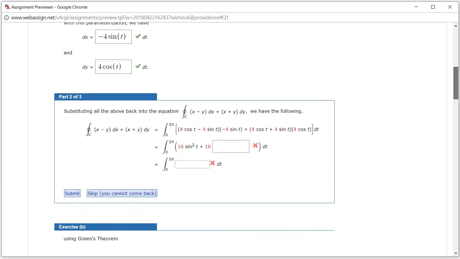We want to rewrite this line integral in terms of t. So we have x is 4 cosine of t, y is 4 sine of t, dx is negative 4 sine of t dt, and dy is 4 cosine of t dt. Then we can just distribute this sine of t over here, and this cosine of t over there, and simplify. Let's do that.